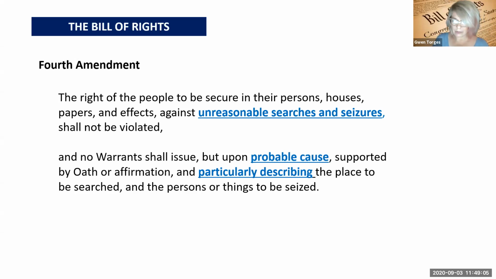And you have to swear it to a judge. And this was a reaction to another thing that happened in the lead up to the War for Independence, which was the use of essentially open warrants.